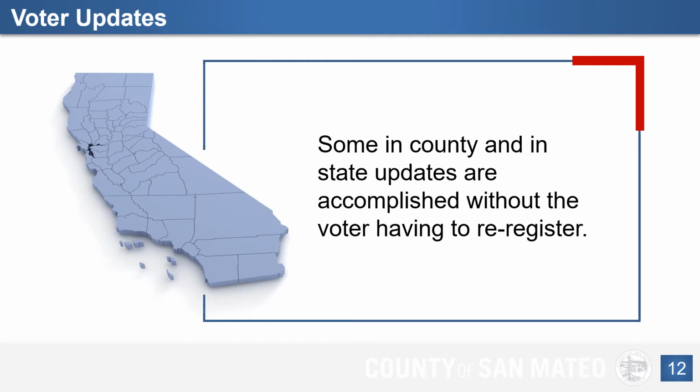Updates based on NCOA, USPS, and DMV information are made without the voter having to re-register. These processes will be explained in the following slides.